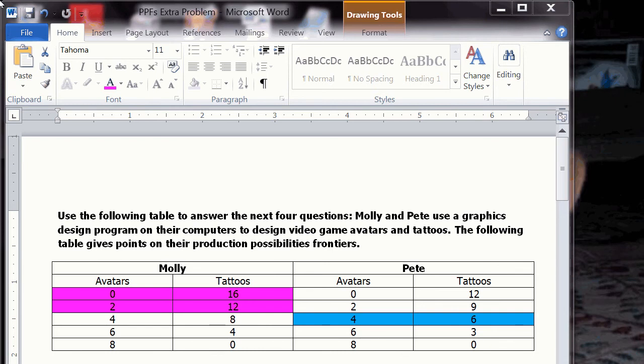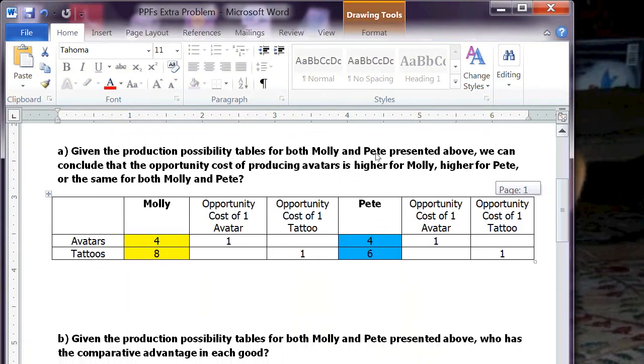Pete, on the other hand, if he only made tattoos, he could make 12, and if he could only make avatars, he could do 8 as well. And then again, we see a trade-off. So if he only produced 2 avatars, he'd still have time to make 9 tattoos. We can ignore the colors for a little while. They're going to be referenced later on. But let's look at our first problem that we're presented with.